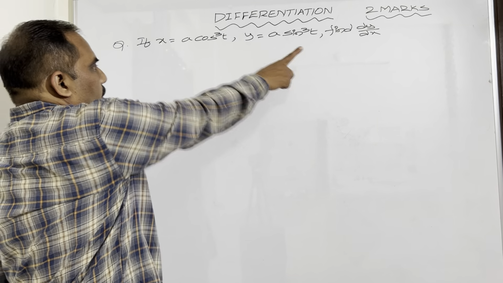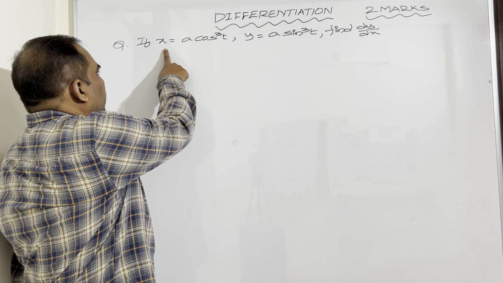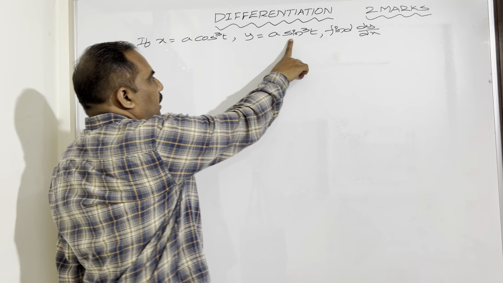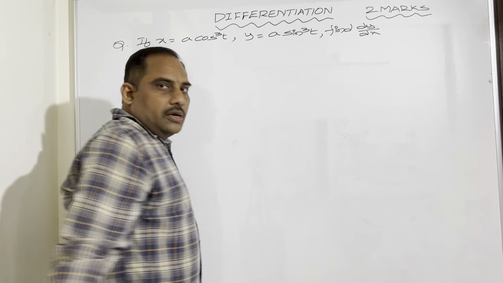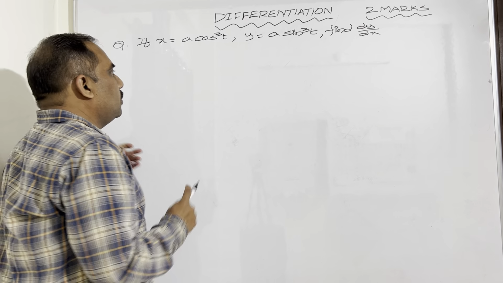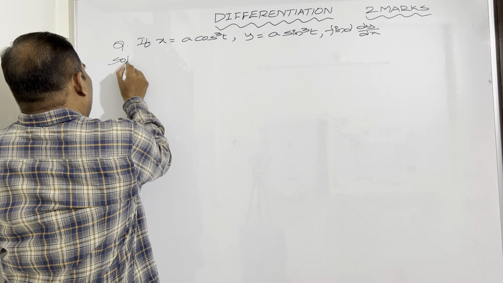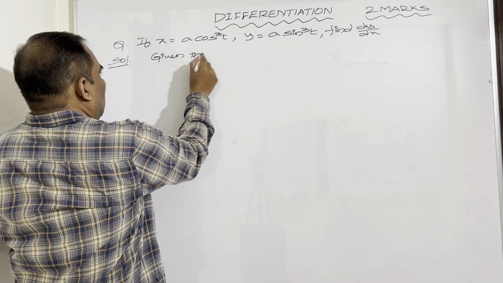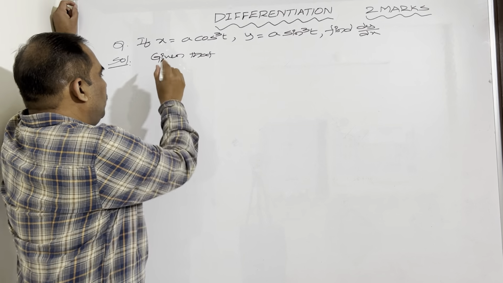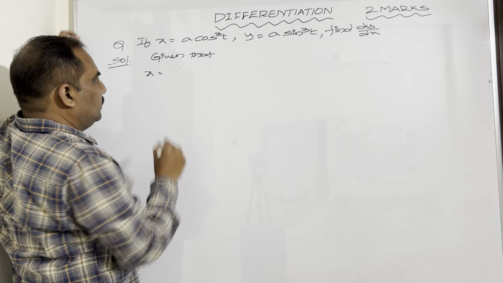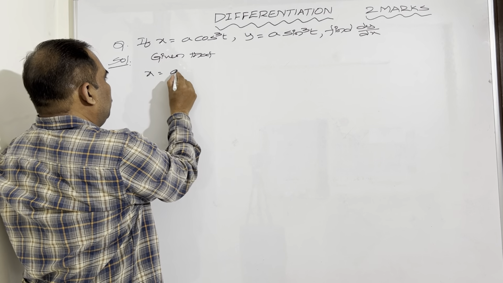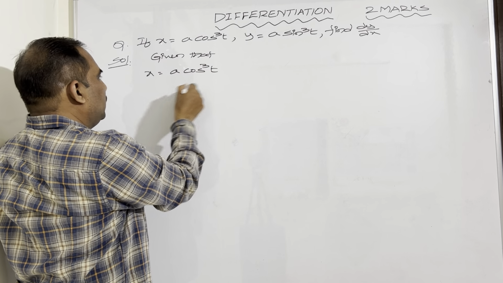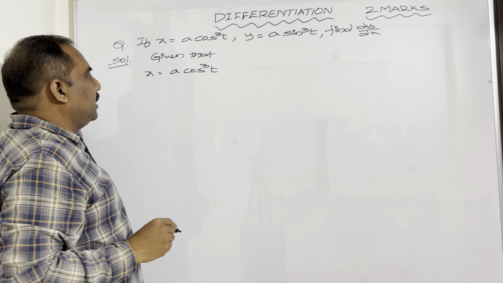In this video we are going to discuss: if x is equal to a cos cube t and y is equal to a sin cube t, find dy by dx. So now here two functions are given. In the solution, given that x is equal to a cos cube t. So here it is a function in terms of t on the right hand side.